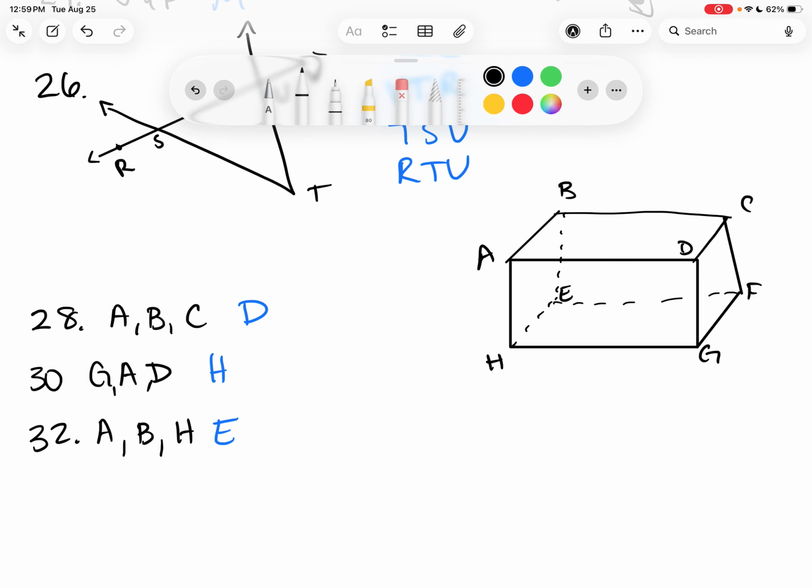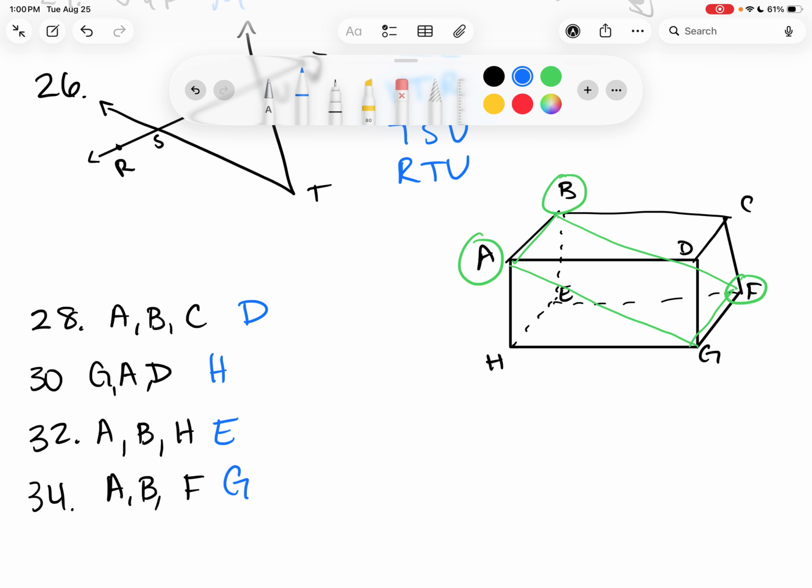This one's a little harder. 34. A, B, and F. C. Nope. E. Nope. H. Nope. You said the A, B, and L. So we're looking at this one, and this one. So that means I have to be looking at a plane that's going like this instead. So this one's just a little harder to visualize. So it has to be G.